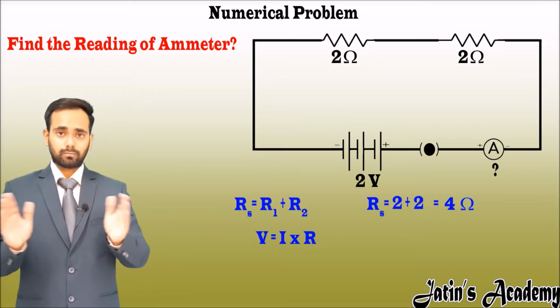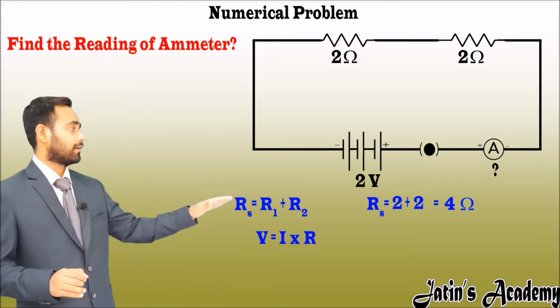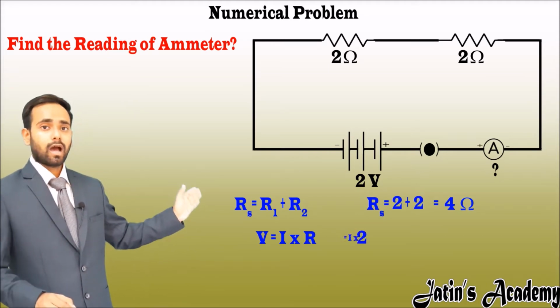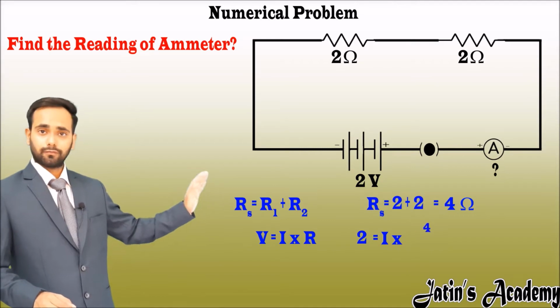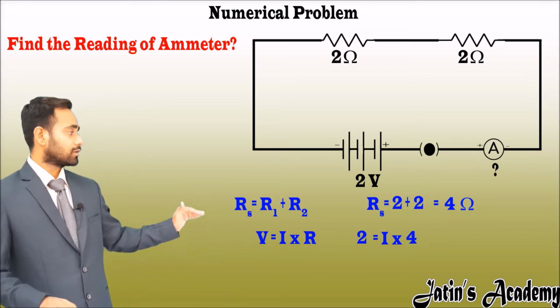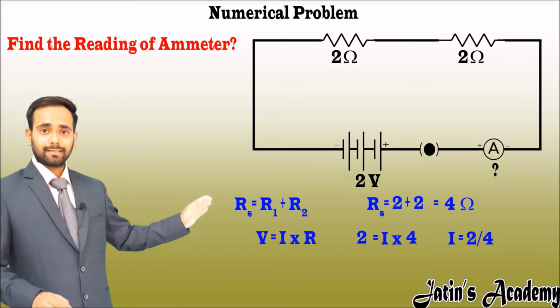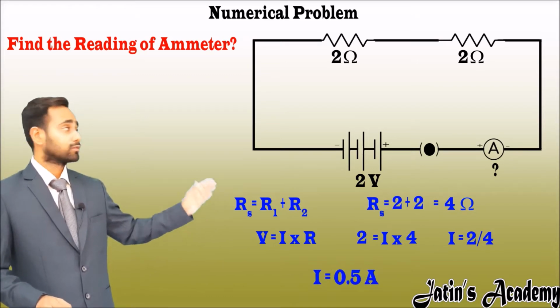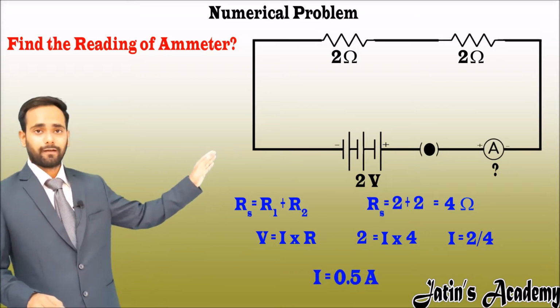Now apply Ohm's law, V = IR. Here V is 2 volt, I we have to calculate and R is 4 ohm. After cancellation we get I = 0.5 ampere. So the ammeter gives a 0.5 ampere reading.